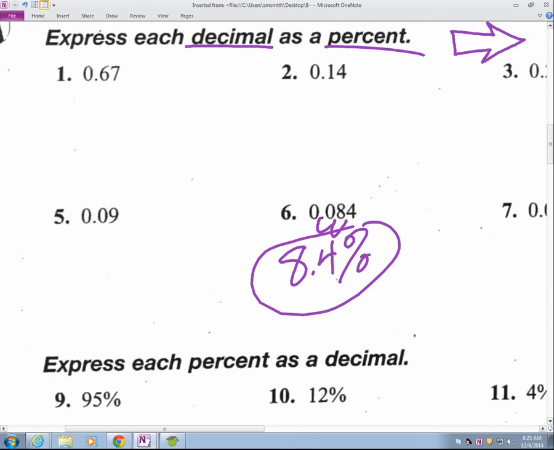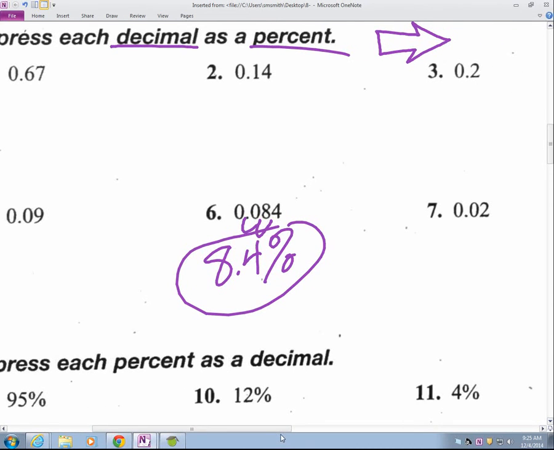So just make sure you're writing down on your study guide there, because you should have that when you're doing your homework. Decimal as percent goes to the right. And if you want, you can make it even easier by saying goes to the right by 2. Okay?